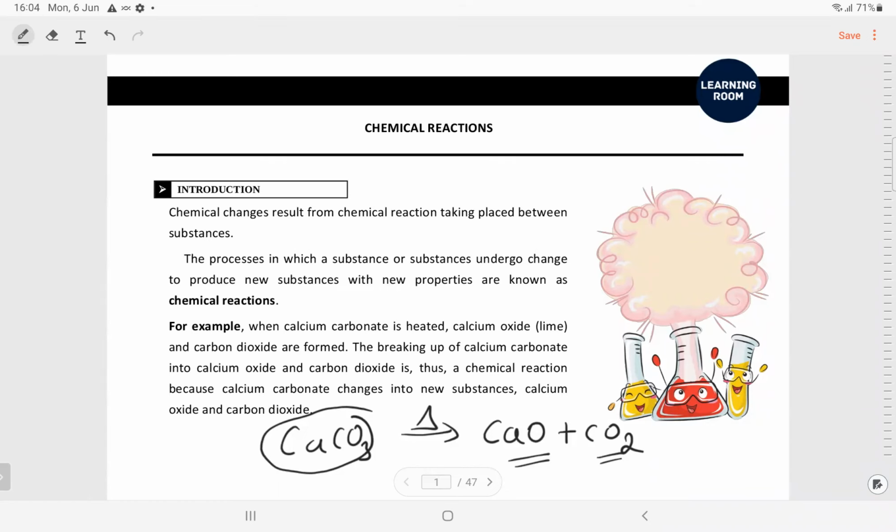What is the common name? Slaked lime or quick lime? Quick lime. What is slaked lime? Calcium hydroxide. Exactly. Ca(OH)2. This is your slaked lime, and calcium oxide will be your quick lime, and this is your limestone. See, it is not only limestone. The chalk piece is also made up of calcium carbonate. Okay, so this is your first example.